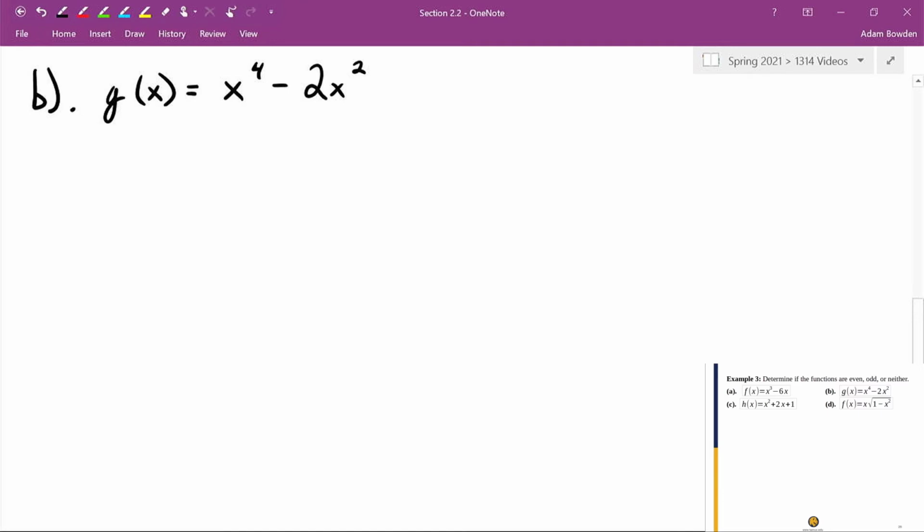Let's look at this function g of x equals x to the fourth minus 2x squared. We're going to plug in a negative x and do g of negative x.